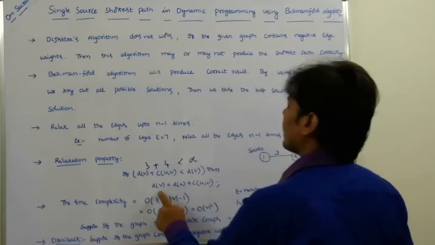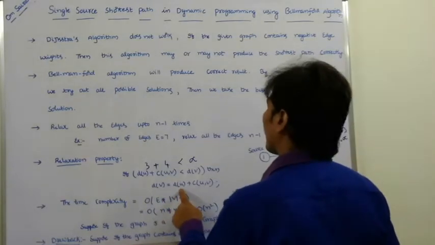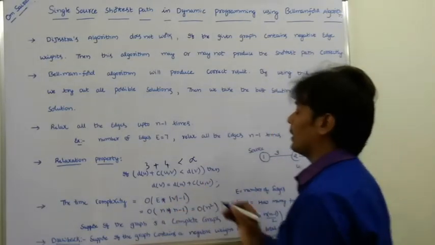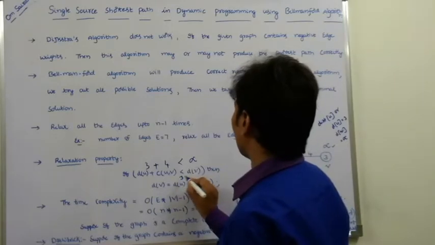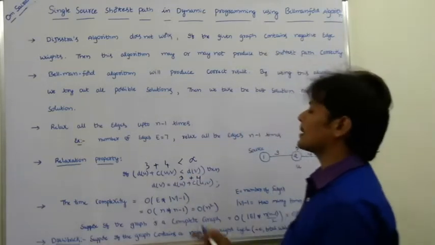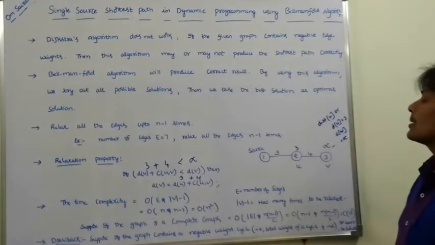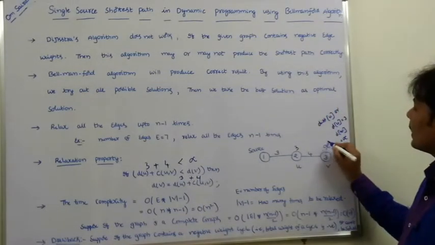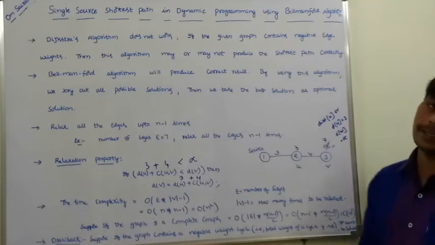So then d of v is equal to d of u plus c of u comma v. Here d of u is 3 plus c of u comma v is 4. 3 plus 4, that is 7. So d of v is equal to 7. So infinity can be replaced as 7.